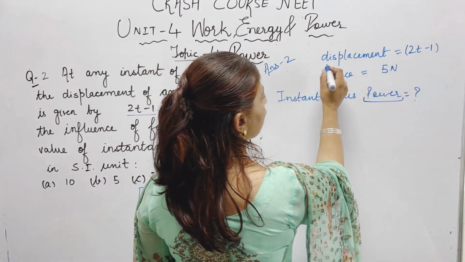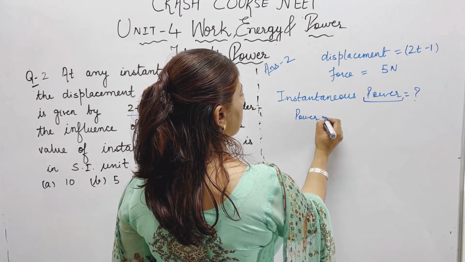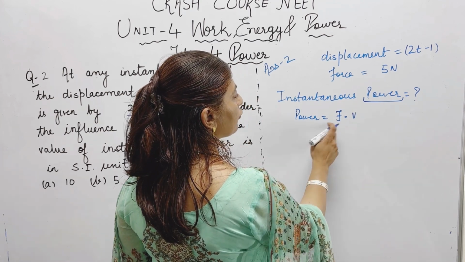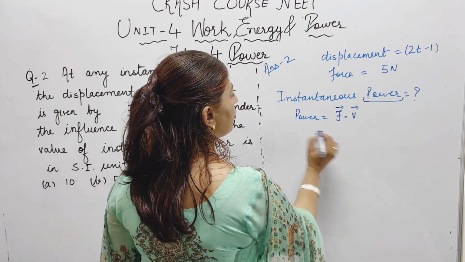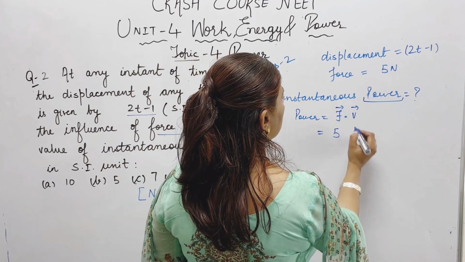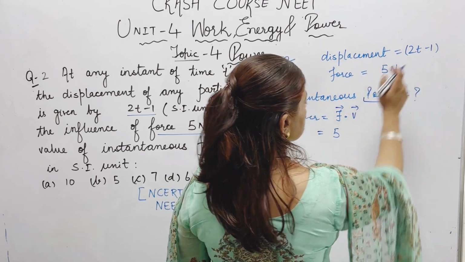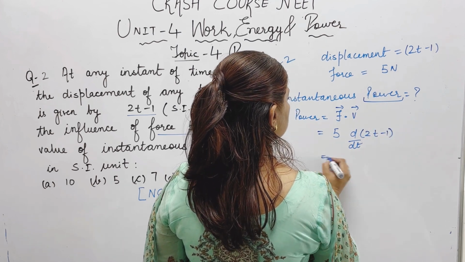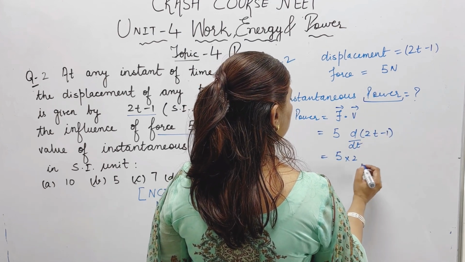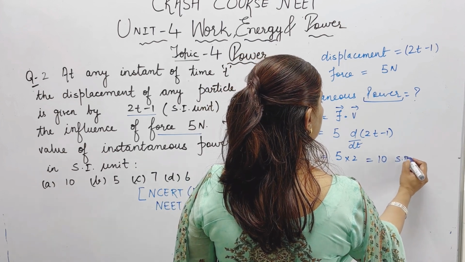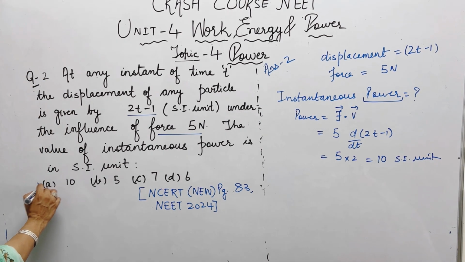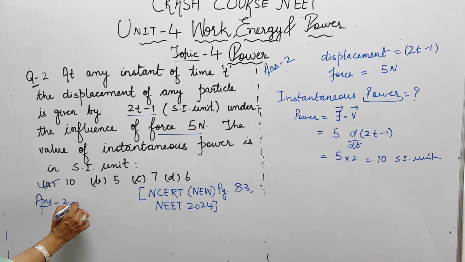Now this power in terms of force and displacement is power is force dot velocity. This is the dot product of force and the velocity. So this thing can be written as 5. When we differentiate displacement with respect to time, we will get the velocity. So this value comes out 5 into 2, that is 10. It is in SI. So if we look at the options, our option number A goes with it, and the answer for the second is option A, 10 SI unit.